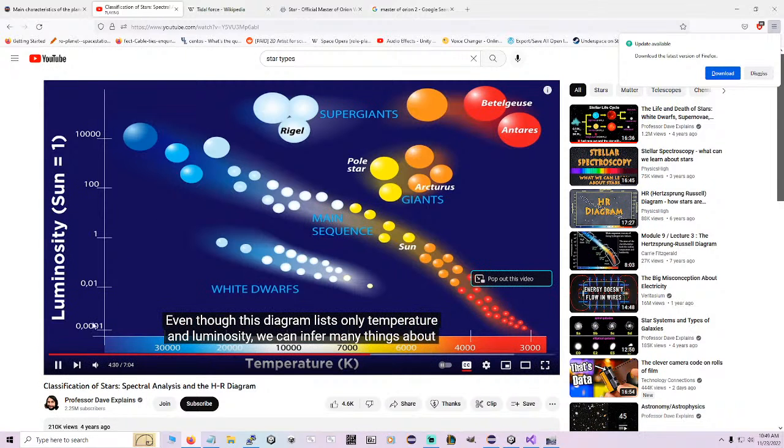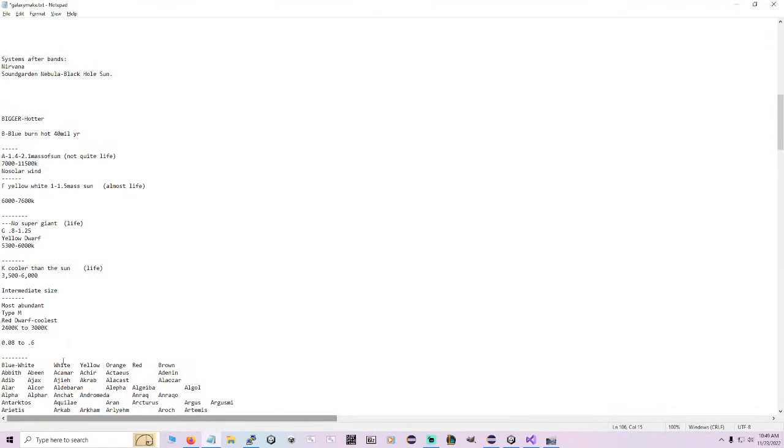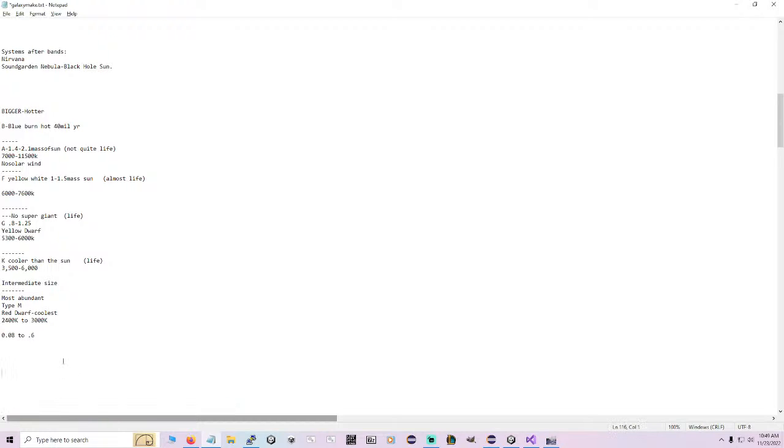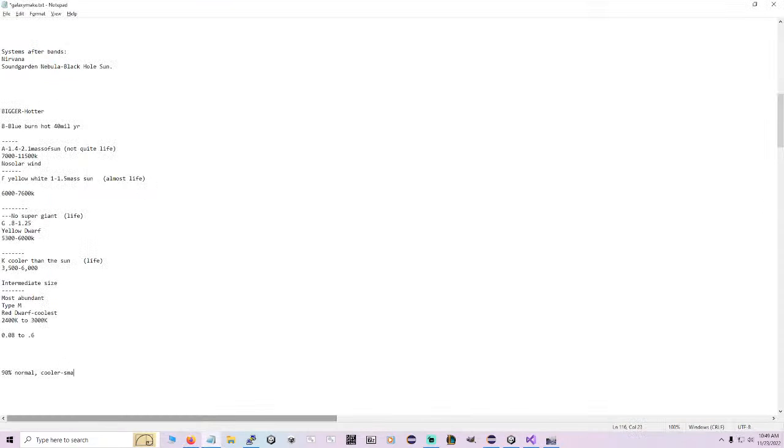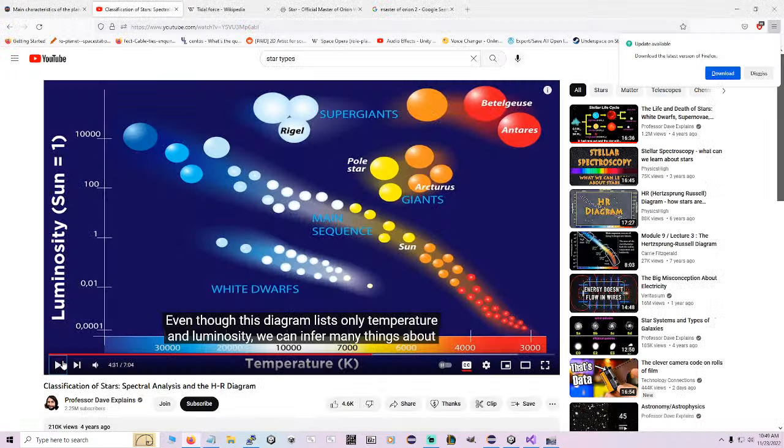White dwarfs, below, hot, the diagram, okay. So here we go. 90% normal, cooler, smaller, okay, some white dwarf. This is actually good. It's good knowledge. Some white dwarf, small, hot, and Beetlejuice.